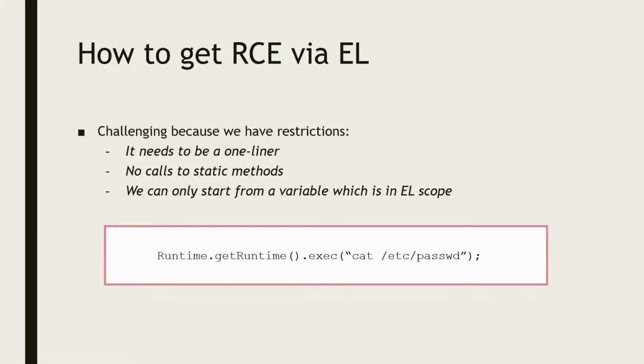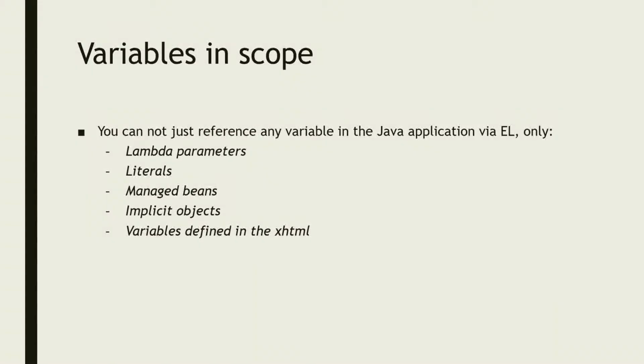So that's all very interesting, but what we actually want to reach is, of course, remote command execution. Is that possible via expression language? Well, it's very challenging because we have restrictions. It needs to be a one-liner. We cannot do calls to static methods, that's not allowed. And we can only start from a variable which is in EL scope. So it has to be one of these. That's where we have to start from.